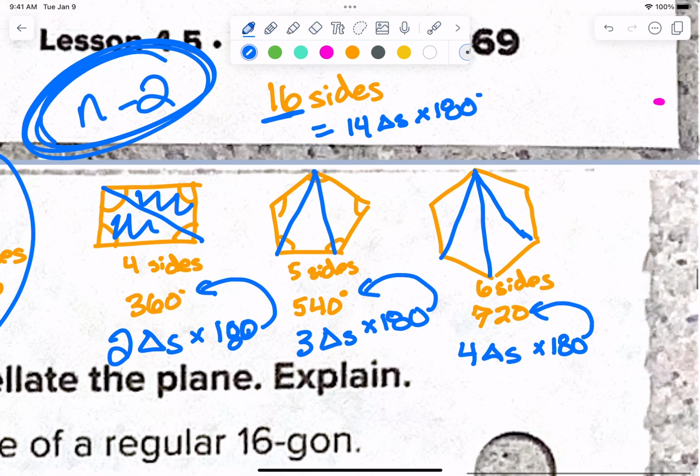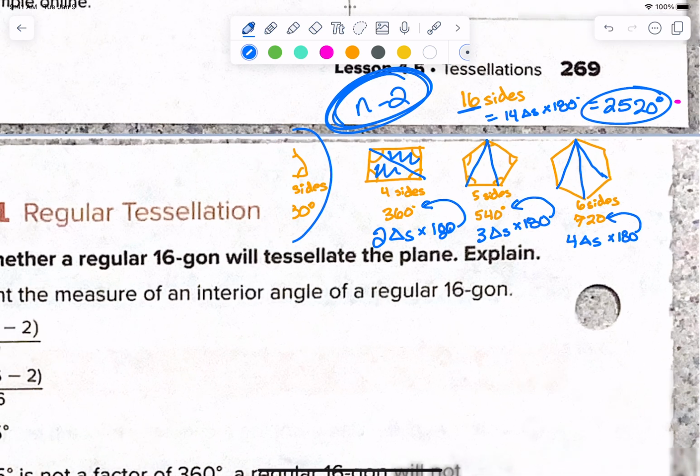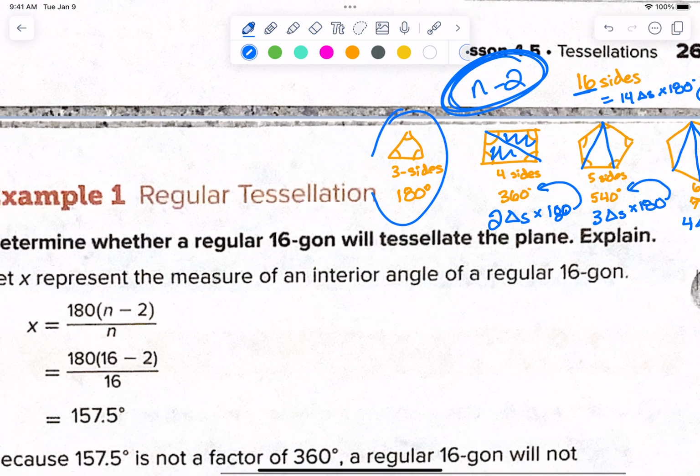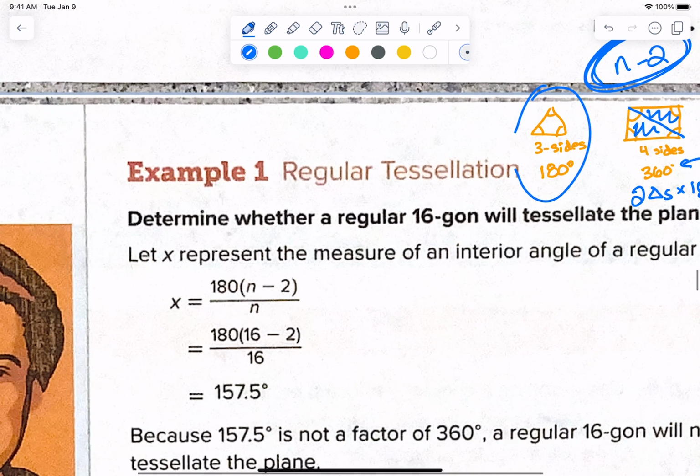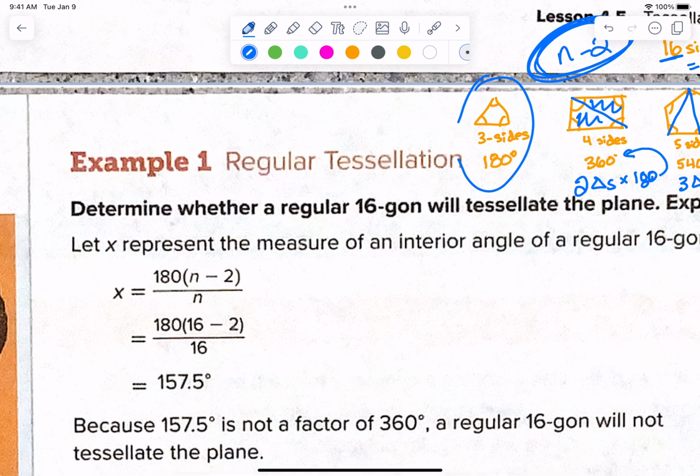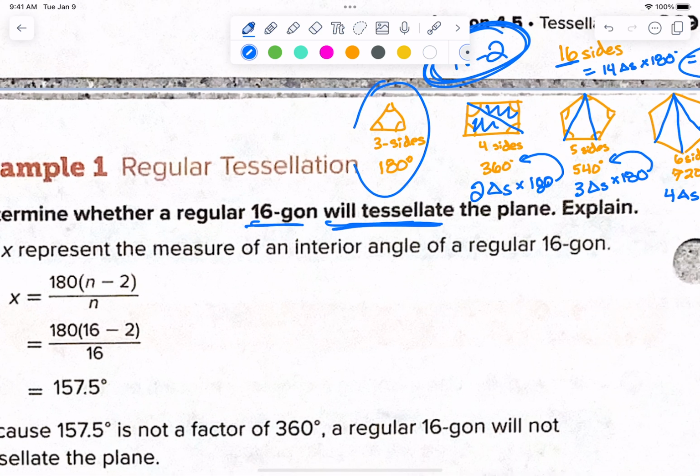2520. Perfect. Okay, so going down to this example down here. It says determine whether a 16-gon, that means like a stop sign but double the amount of sides, right? A 16-sided figure will tessellate. We're trying to decide if it will tessellate. That means like will all of the sides stick together. So a 16-sided figure, all the way around, okay?